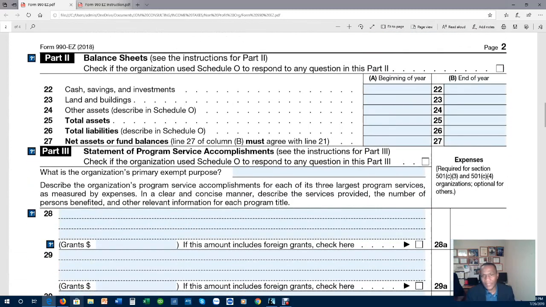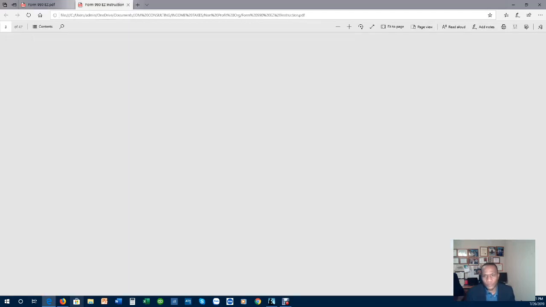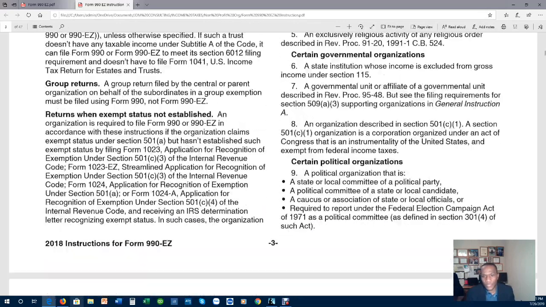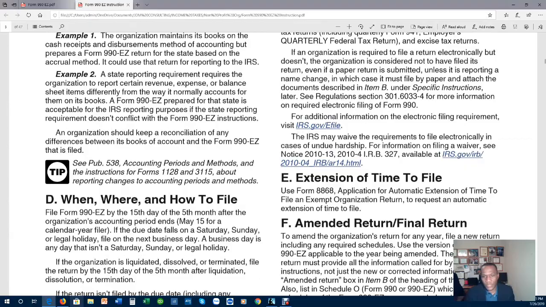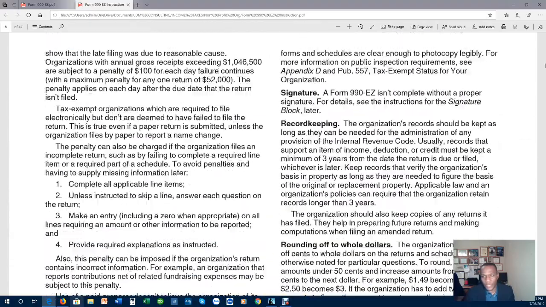All right, so part 2 of Form 990-EZ. This is your balance sheet, basically. For the balance sheet, you must see the instructions for part 2. You must go to the instructions on part 2, which is here. You'll go to the instructions and go to part 2 of the instructions.